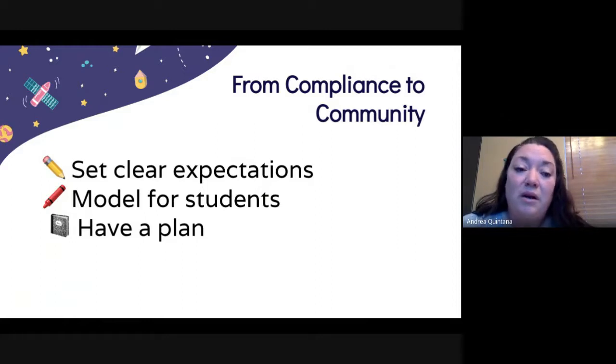There is a great article attached to this slide that talks about kids first from day one and really helping you to visualize what compliance and community are looking like. So we're moving away from compliance and more to community where all of our learners have that voice.